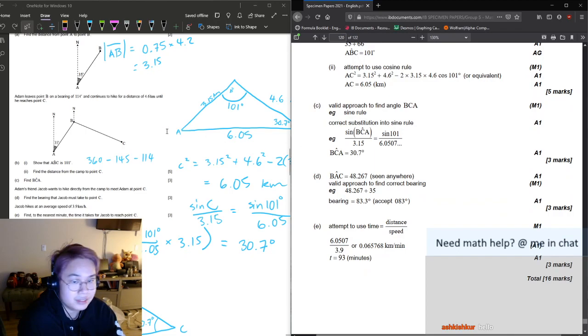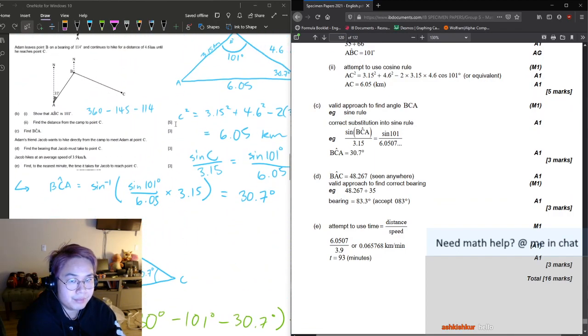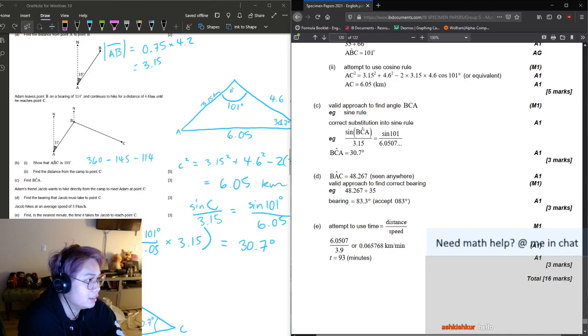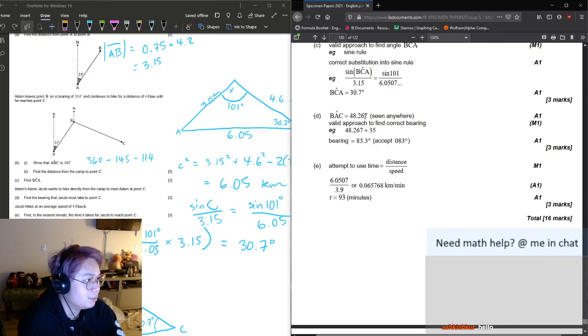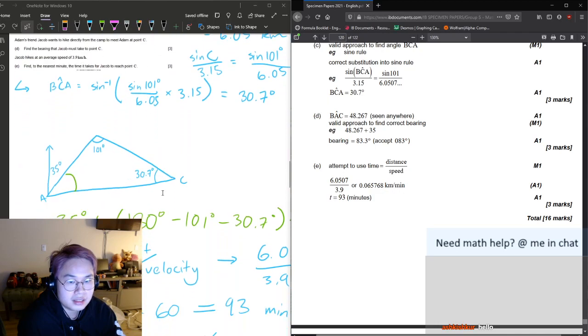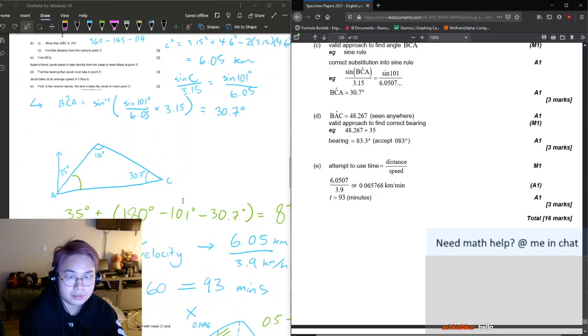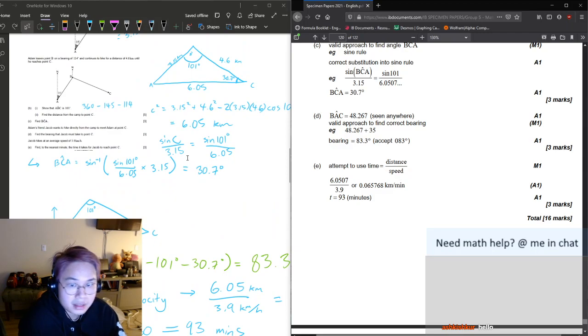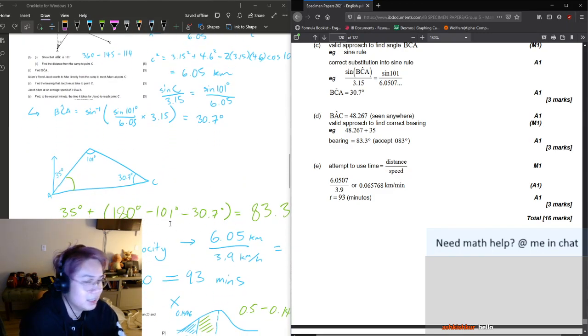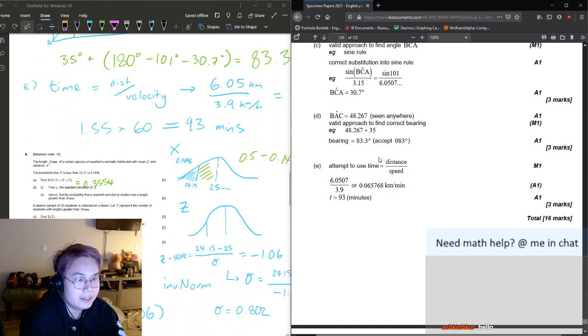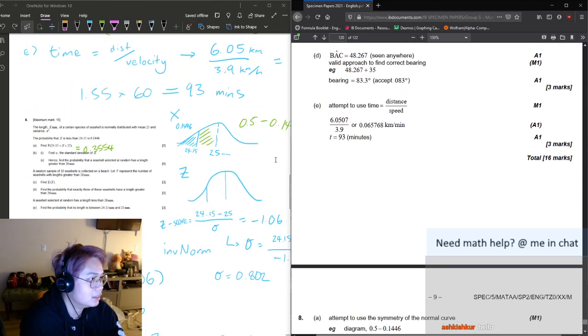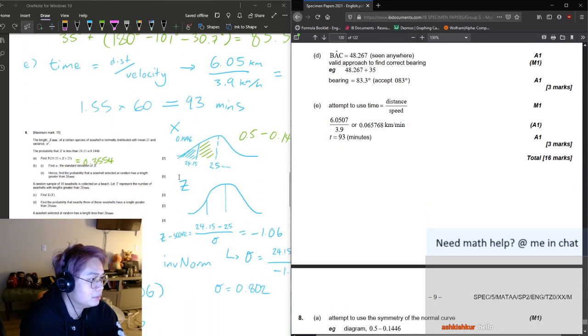Sine rule, 30.7. And then right there, 30.7. And then 48.2 whatever. Oh, which is right here. I included it in the math. We didn't need to find that. We needed to find the bearing, which is 83.3, which I have right here. And then, let's see, 93 minutes. 93 minutes.